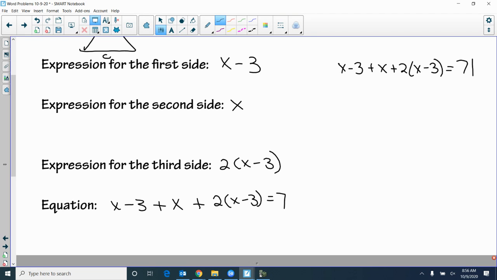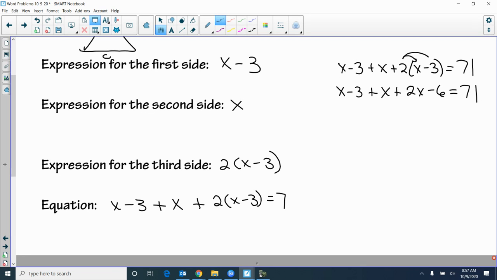Now I want to solve for this. I got to distribute this 2 first before you do anything else. Distribute that 2. Put it over there on the right. Good. All right, so I'm going to distribute that 2, which gives me X minus 3 plus X plus, when I distribute the 2, I get 2X minus 6 equals 71.